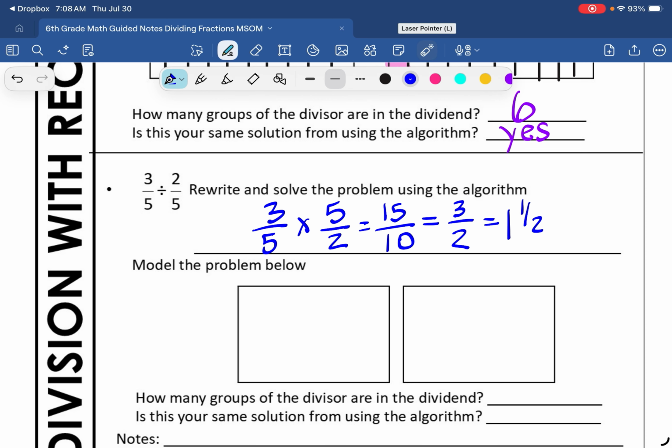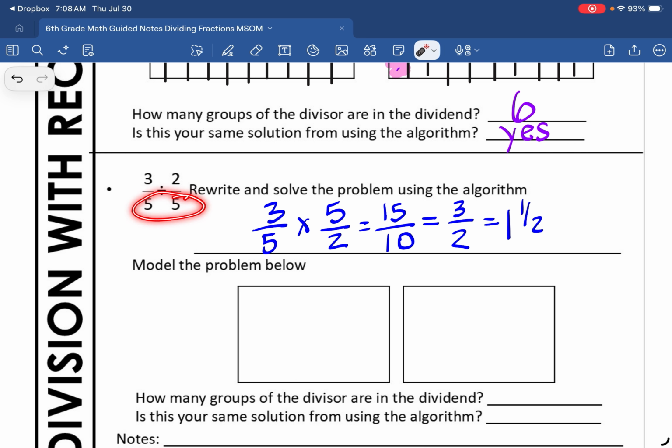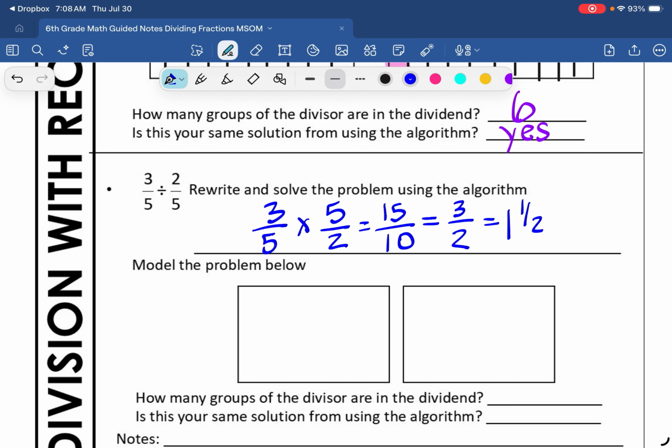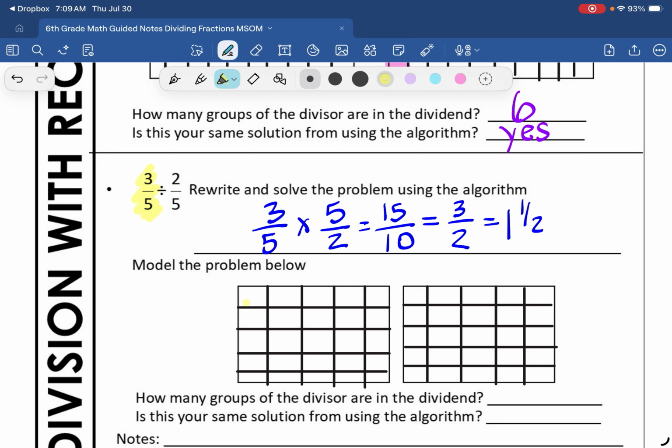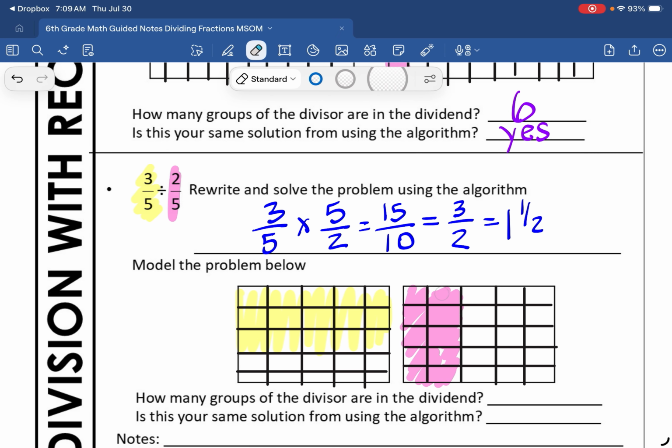Now let's do this on my model. My denominators for both are 5ths, so I'm going to make columns and rows of a 5th. Let's shade 3/5, which is my dividend, one direction, and then I'll shade 2/5, my divisor, going the other direction. I want to see how many times my divisor goes into my dividend. I have 10 boxes shaded here on my divisor.